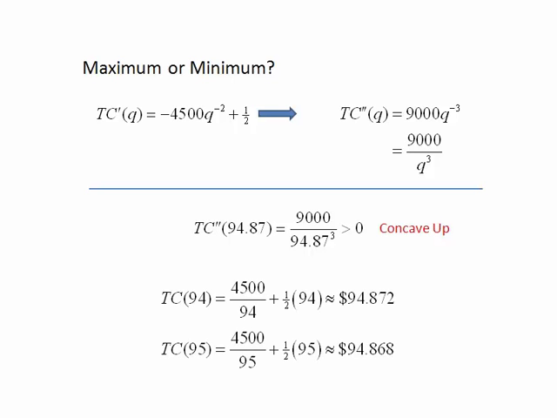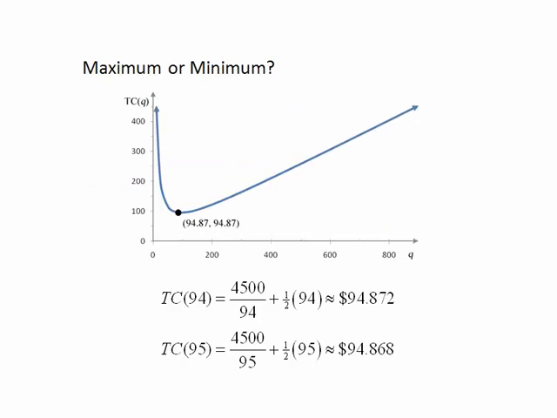However, distributors do not appreciate order sizes with decimal amounts. Realistically, we order either 94 or 95 bottles in each order. If we evaluate these order amounts in the total cost function, we see that an order size of 95 is cheapest. A graph of the function verifies these numbers.